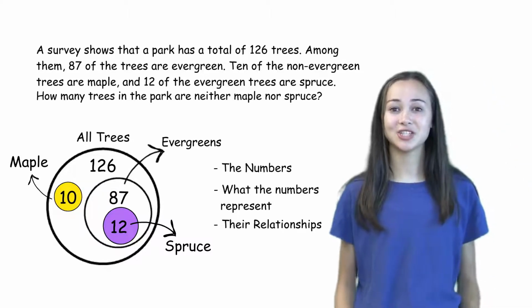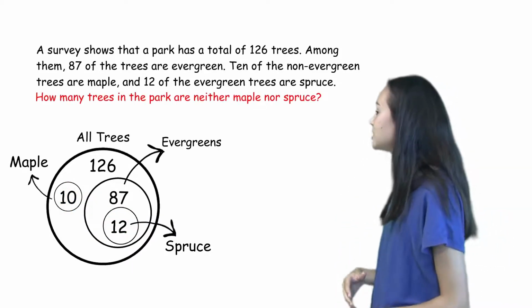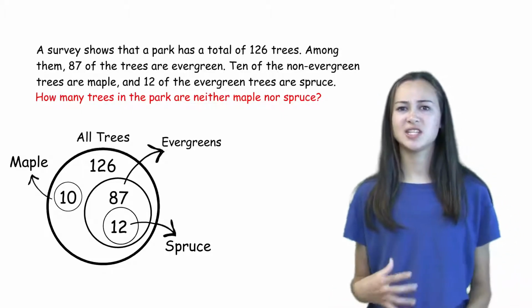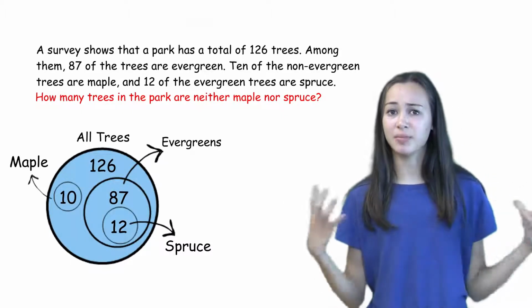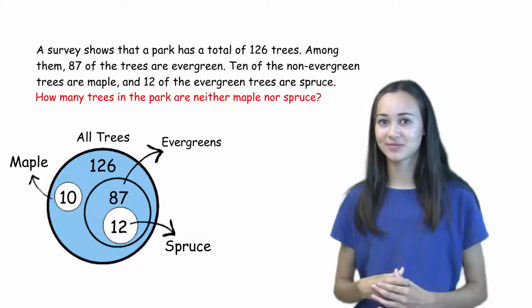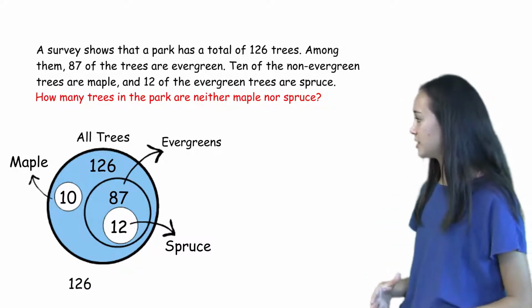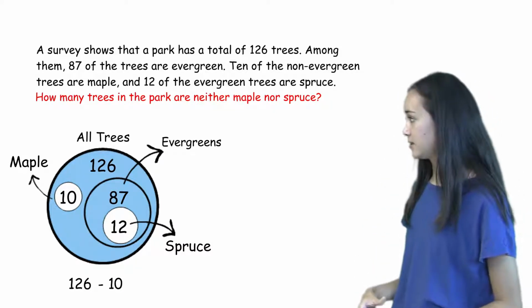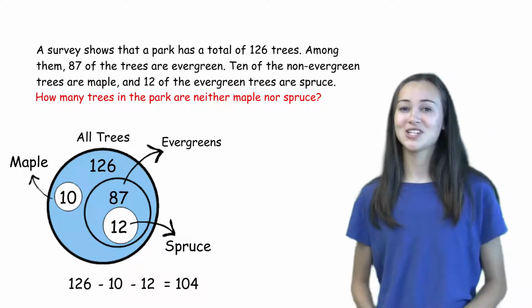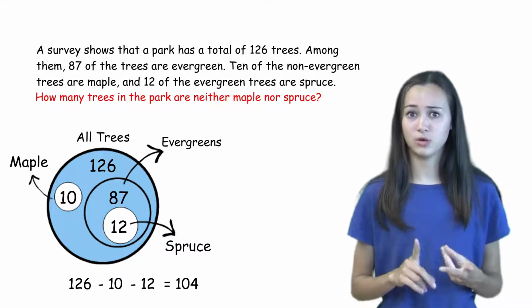Now let's use our picture to answer the question. How many trees in the park are neither maple nor spruce? So this is the area inside the big circle, but outside the maple and spruce circles. So this number represents 126 minus 10 minus 12, which equals 104. So there are 104 trees in the park that are neither maple nor spruce.